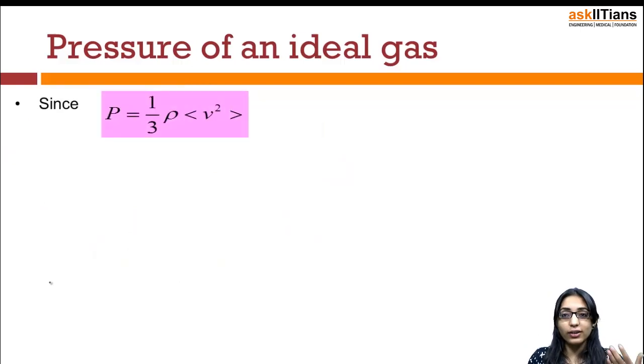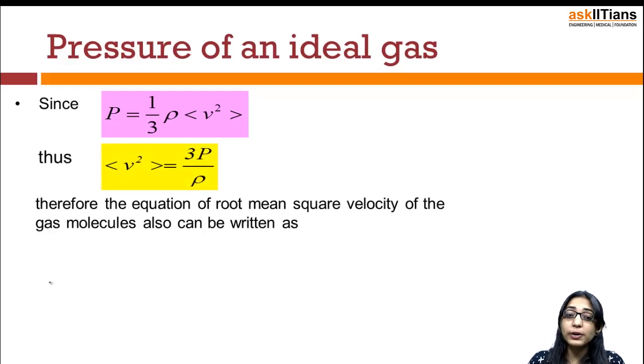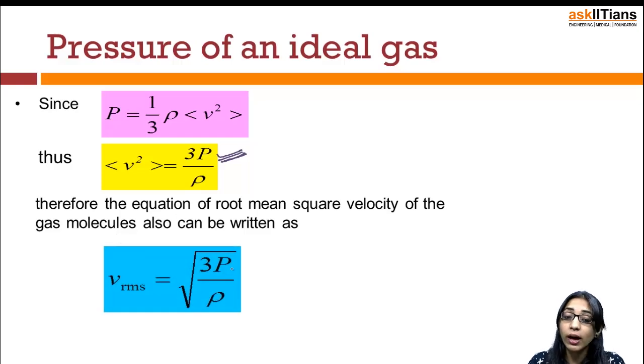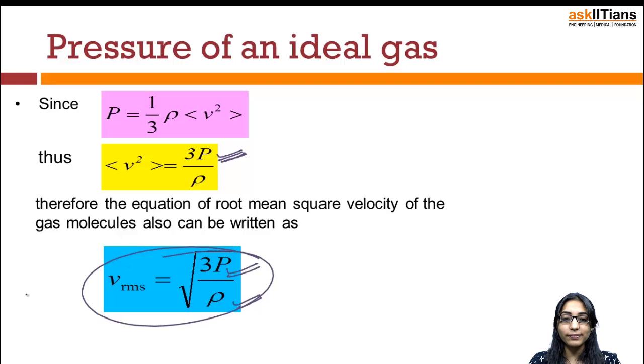Hence, just going back to the previous equation, we can correlate: since P is equal to 1 by 3 rho times V square, V square average can be written as 3 times P divided by rho. Therefore, the equation of root mean square velocity of the gaseous molecules can again be written in terms of pressure and density with respect to this formula.